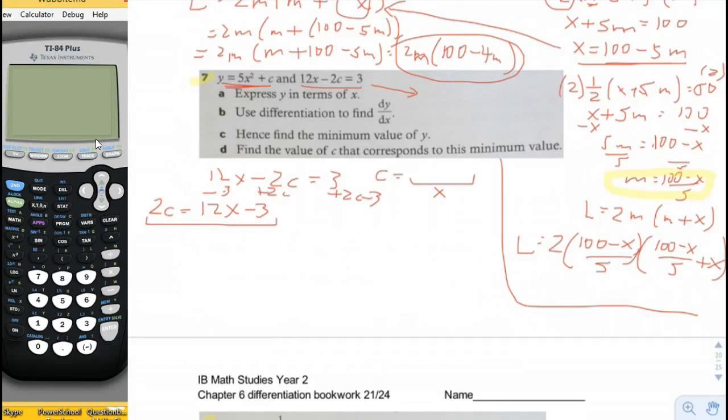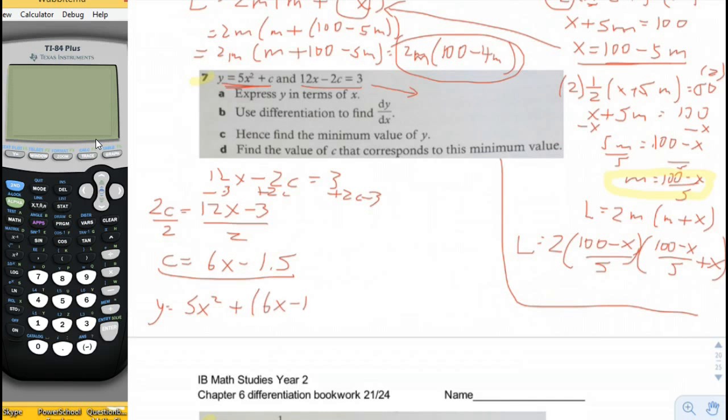And then we divide both sides by 2. Divide this by 2, divide this by 2, we get c equals 6x minus 3 halves. Okay, 3 halves is 1.5, right? So I'll just write 1.5. So now we have an expression where c equals something x. That's exactly what we wanted. Now we're going to substitute that into the y equation. So we have y equals 5x squared plus 6x minus 1.5, which is c. So now we've succeeded with part A.